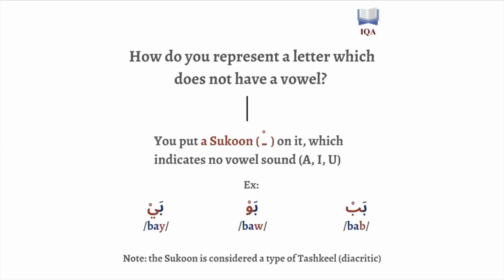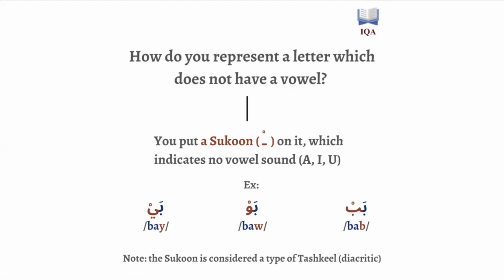We covered that to represent that a letter has a vowel, you put a mark on it: either a dhamma, a fatha, or a kasra. Now, what if you want to indicate that a letter has no vowel, meaning that it's just a consonant without any vowel to it? The way that you do that in the Arabic language is by putting a sukoon. The sukoon is usually a little circle like this, but sometimes you're also going to see it as a type of half circle.